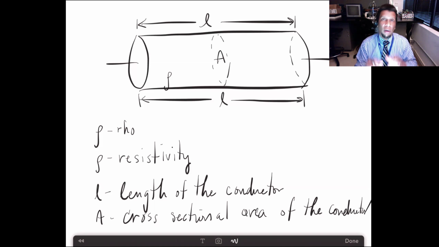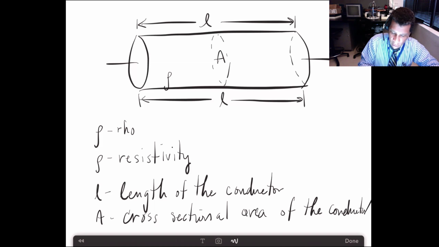Whereas insulators are substances or materials that tightly bind their electrons. Okay, then you have semiconductors, which, depending on what you do to it, can be a conductor or it can be an insulator. All right, so let's describe this mathematically.